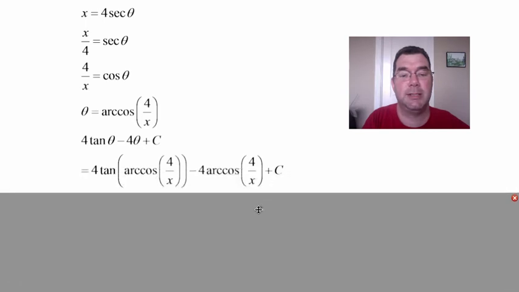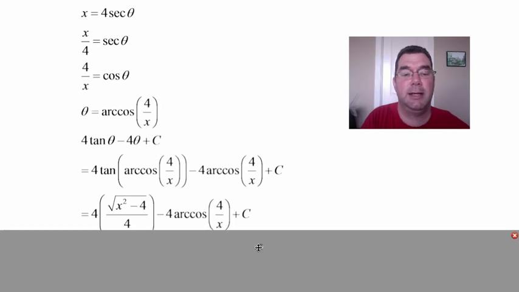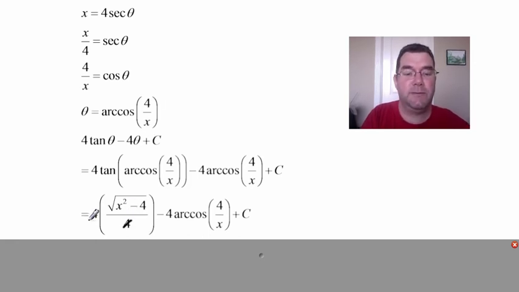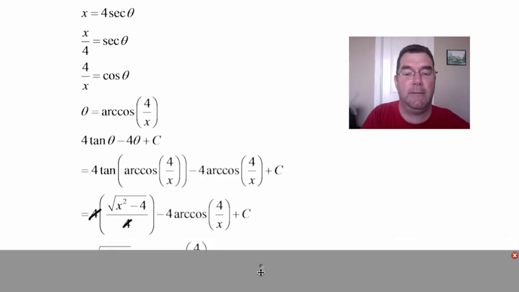So making those adjustments, that's what I get. 4 times the tangent of the arc cosine of 4 over x minus 4 times the arc cosine of 4 over x plus c. This first term I can simplify. I can just make a right triangle and quickly figure out that the tangent of the arc cosine of 4 over x is going to equal the square root of x squared minus 4 over 4. And that still gets multiplied by 4. The rest of it I'm going to leave the same, and the only thing I really need to simplify is this 4 and this 4 can cancel. And then I've got my answer.